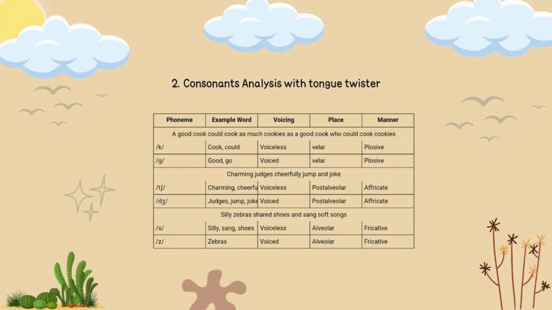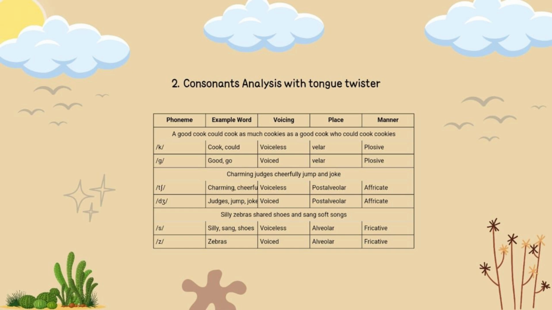The first tongue twister is: A good cook could cook as much cookies as a good cook who could cook cookies.